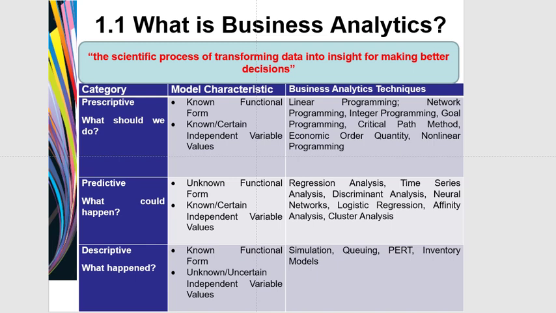Now, the way to know the difference between the three different categories of business analytics, that is prescriptive, predictive, and descriptive, is to consider the model characteristics. There are two considerations here. The first one is for the modeler to ask whether they know the nature of the relationship between the variables of the decision situation. So we talk about the functional form of the relationship of the variables.